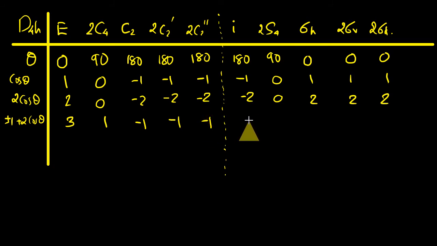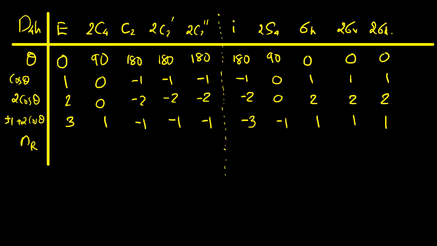So minus 2 minus 1 is minus 3, and 0 minus 1 is equal to minus 1. 2 minus 1 is 1, so it is 1. Okay, so now we have plus or minus 1 plus 2 cos theta, and now we have to assign NR. NR is the number of atoms retaining position during each operation.